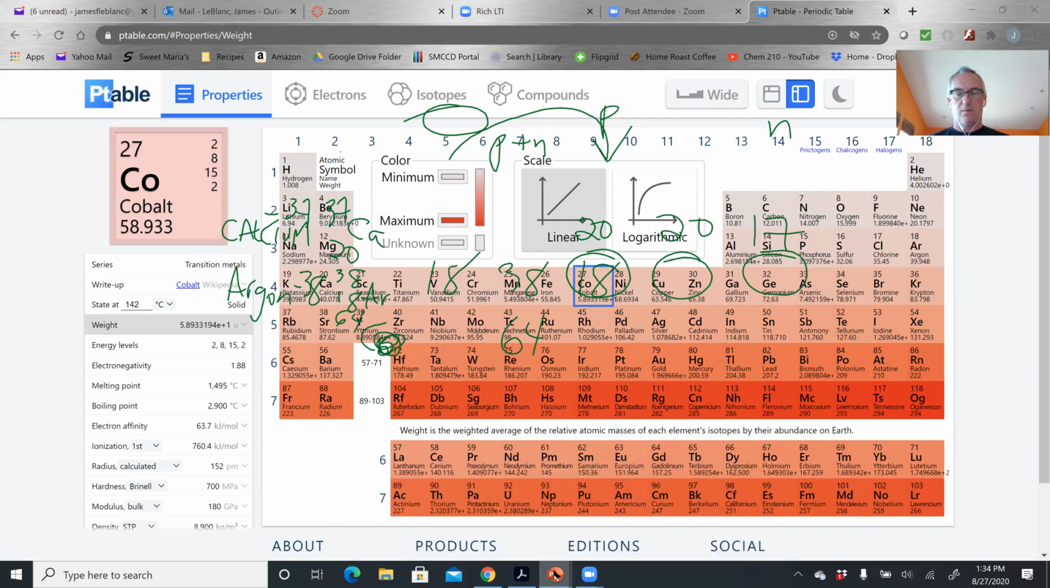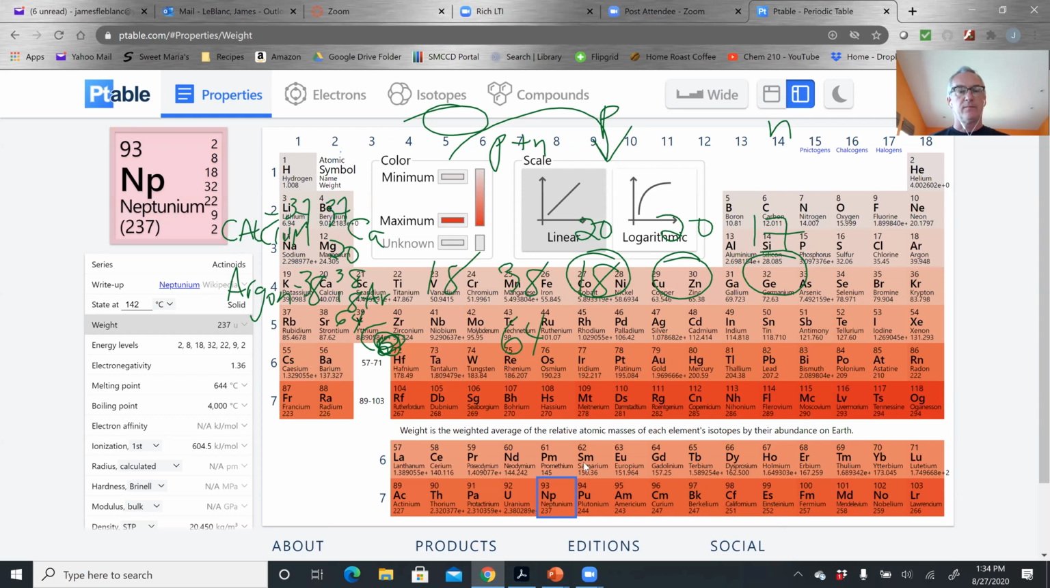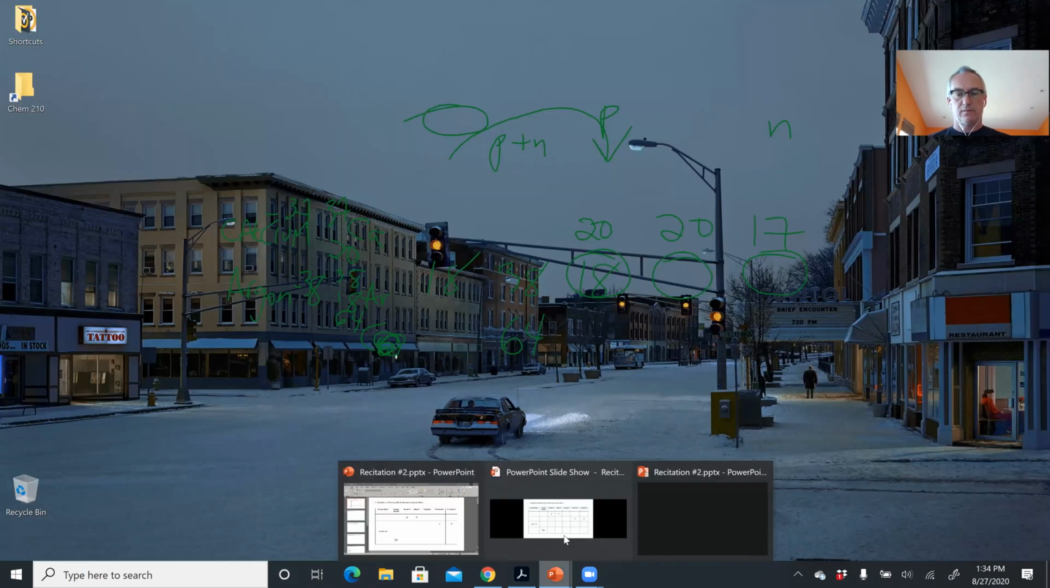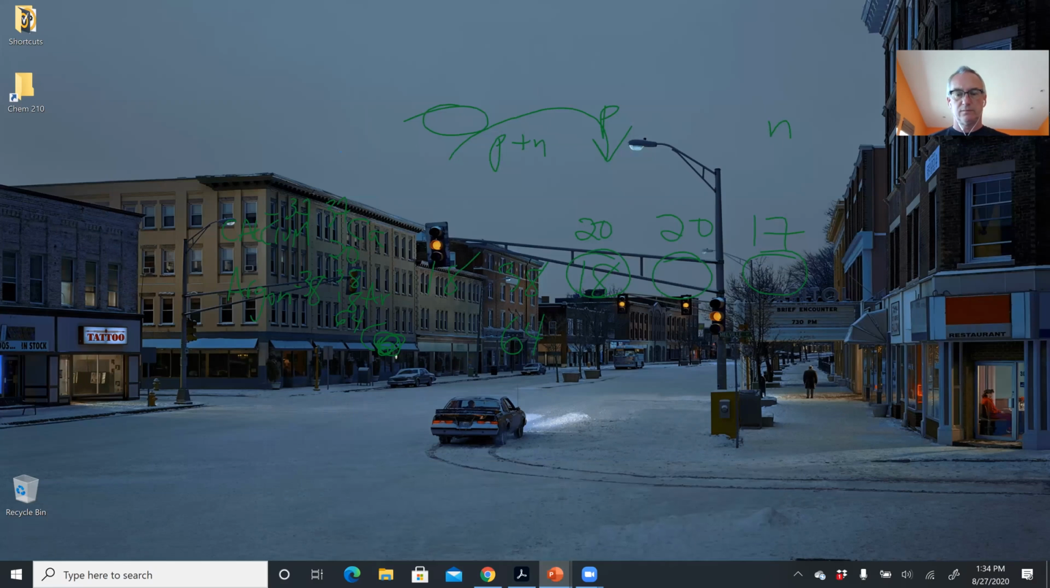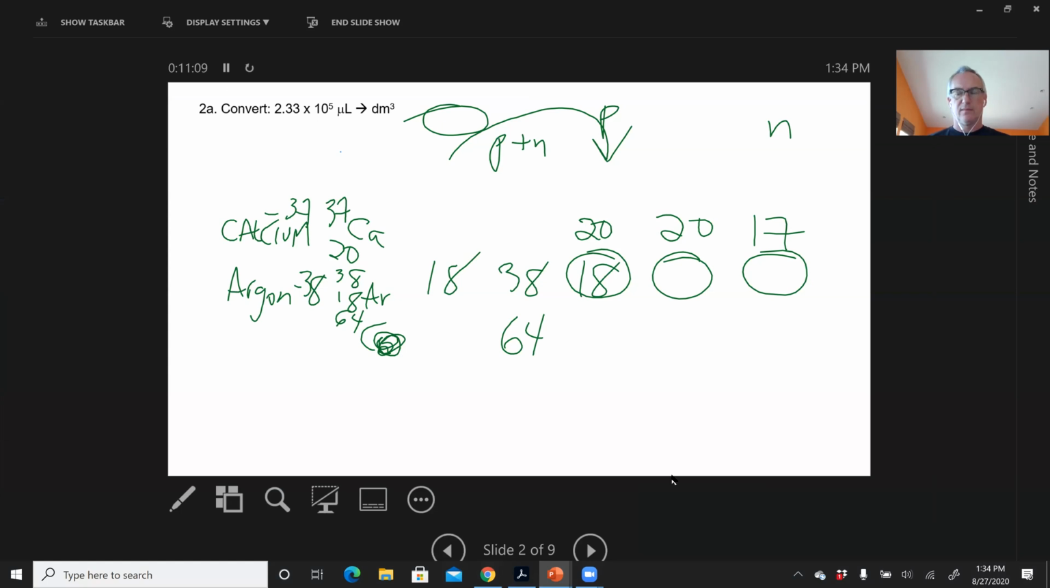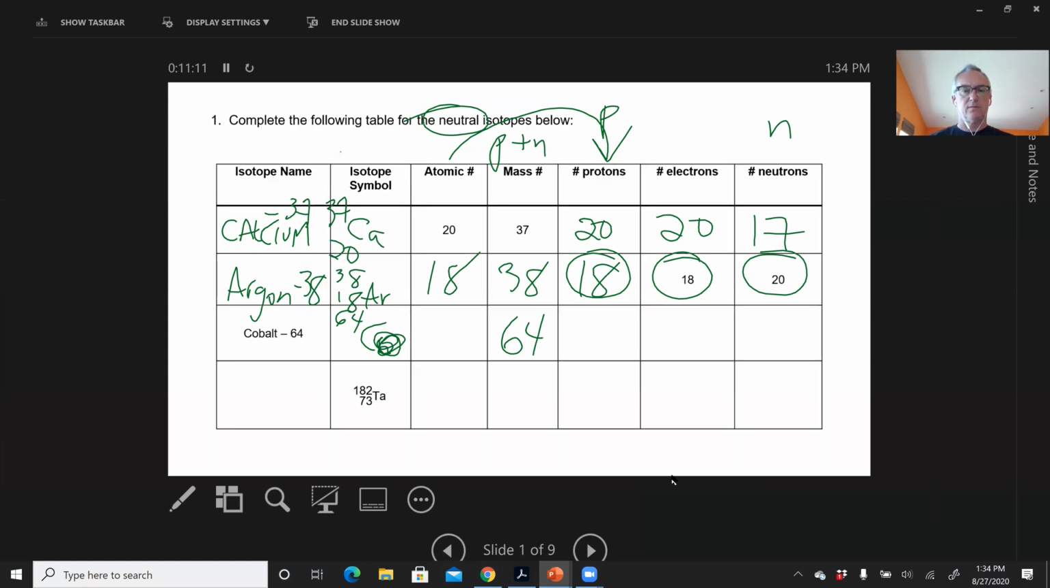Come on. It won't show me. Where is it? Let me go back. Okay, here we go. So 27. So we know the atomic number is 27. So let's put that in here. Now, what about the rest? So how many protons is that?